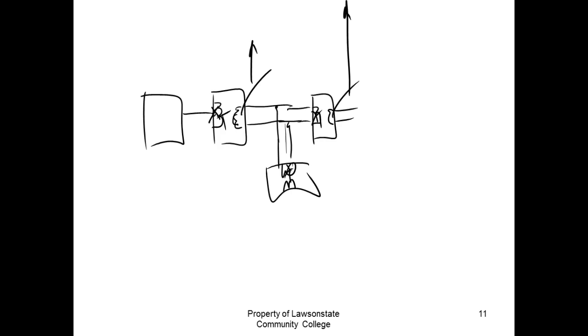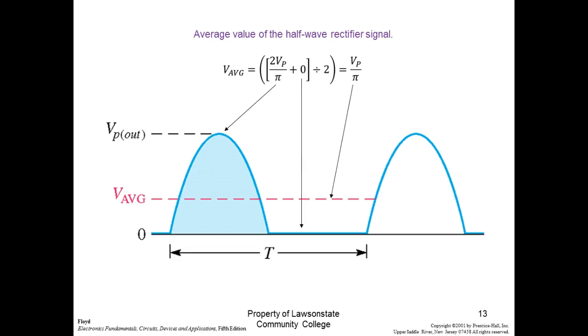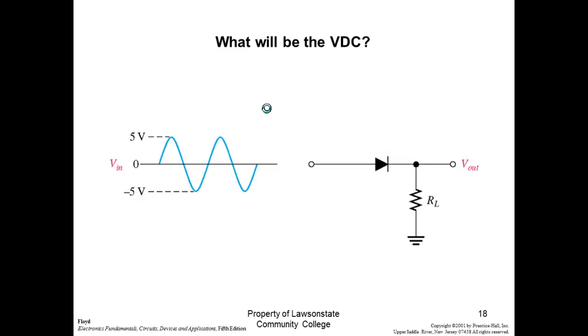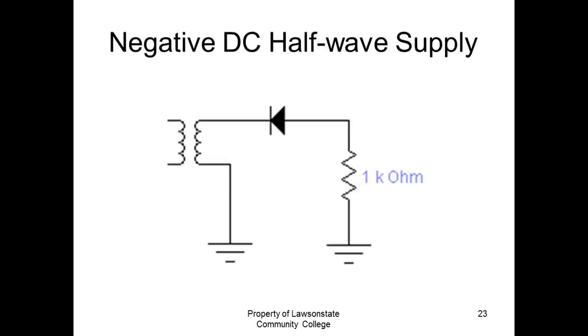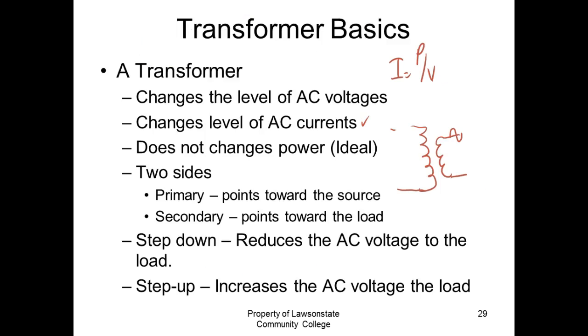So you need to be able to take a ratio and figure out what the primary voltage would be. I mean, I'm sorry, the secondary voltage would be, or vice versa. And that's what this talks about here. Step-down transformers reduce the AC voltage to a load by a certain ratio, and step-up transformers increase the AC voltage to a load set by a ratio.